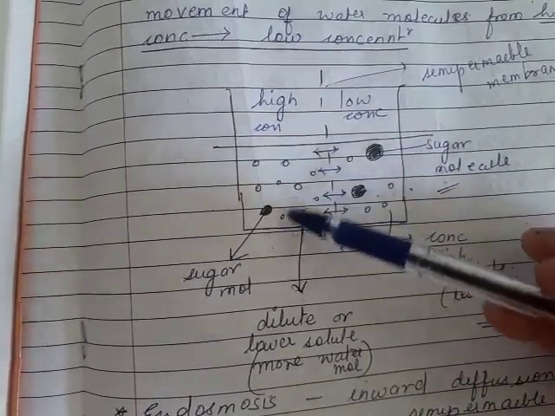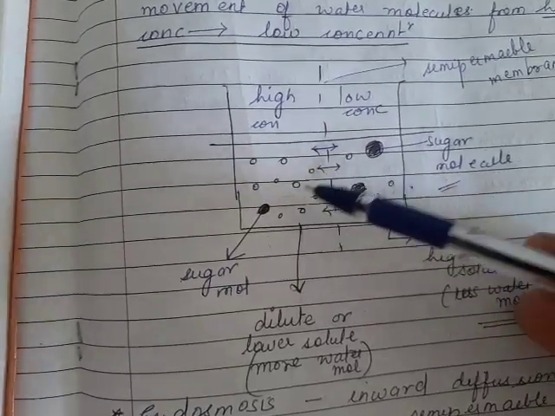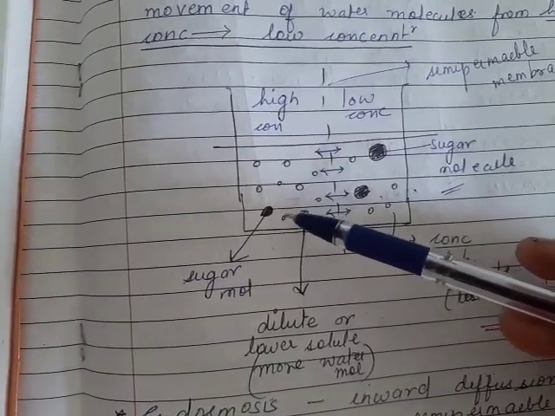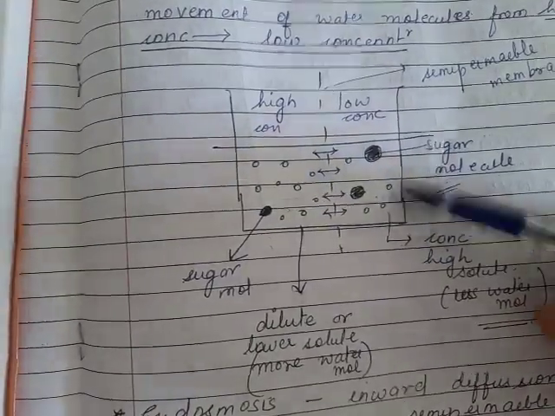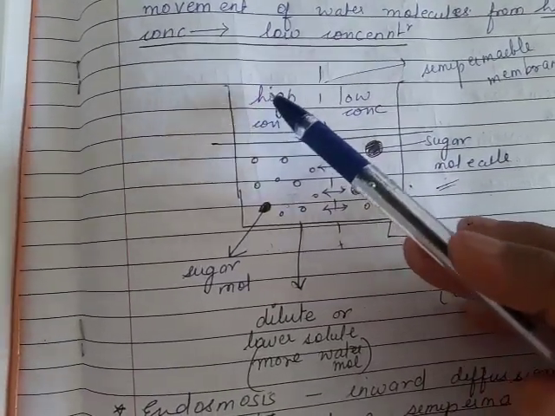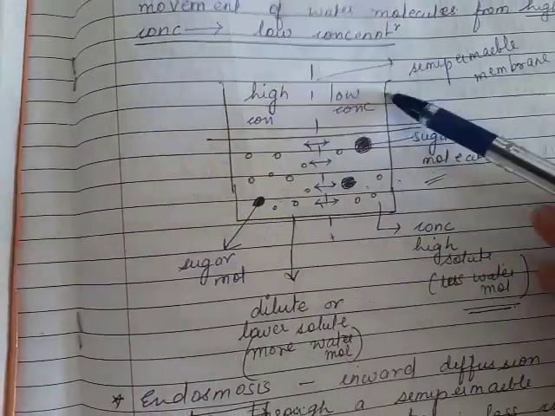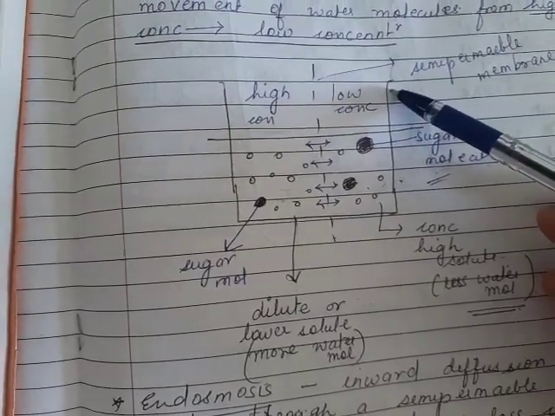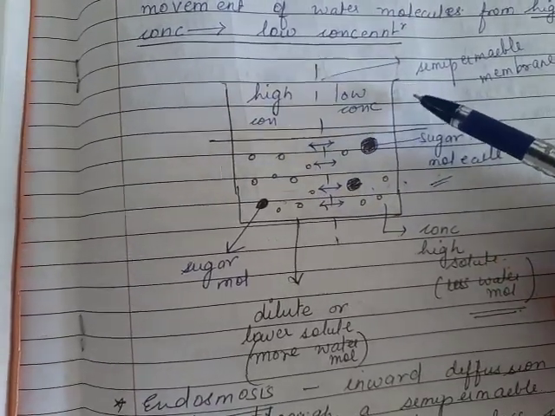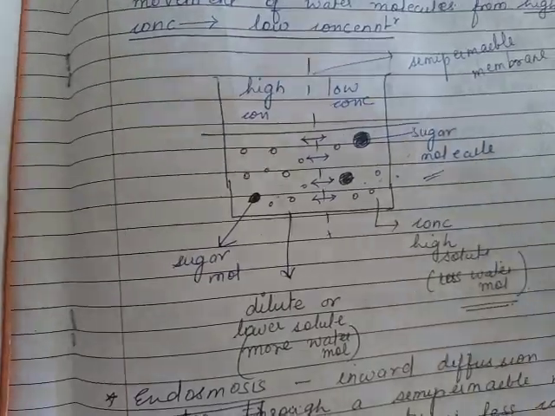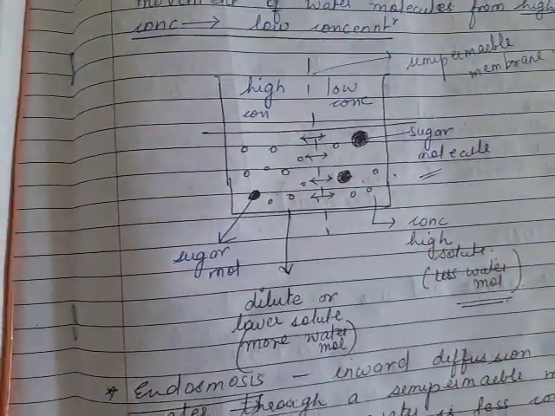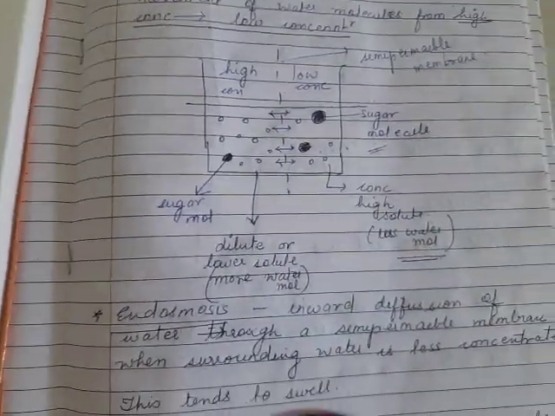The water which is at a low solute concentration is moving over here. High concentration means a high concentration of water molecules. Low concentration means a low concentration of water molecules. Don't get confused in this. You can just see the diagram here. So this is the diagram of osmosis which I have drawn over here.